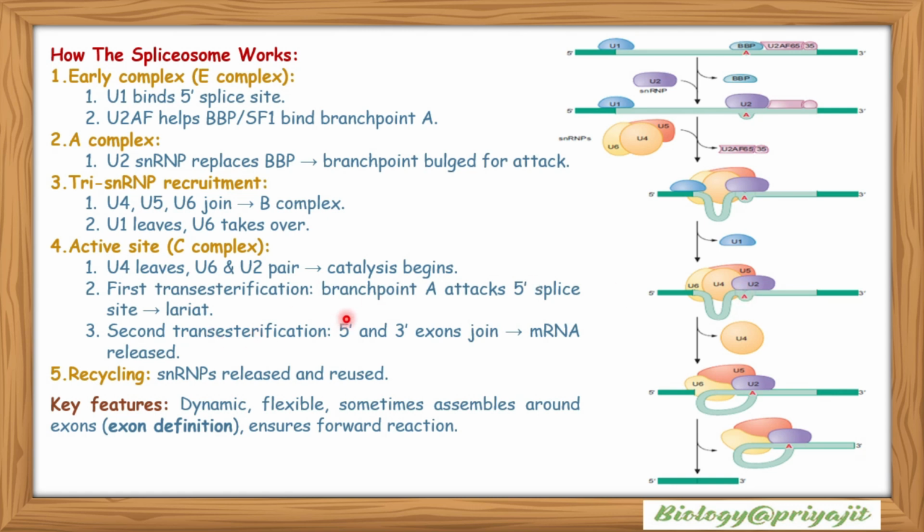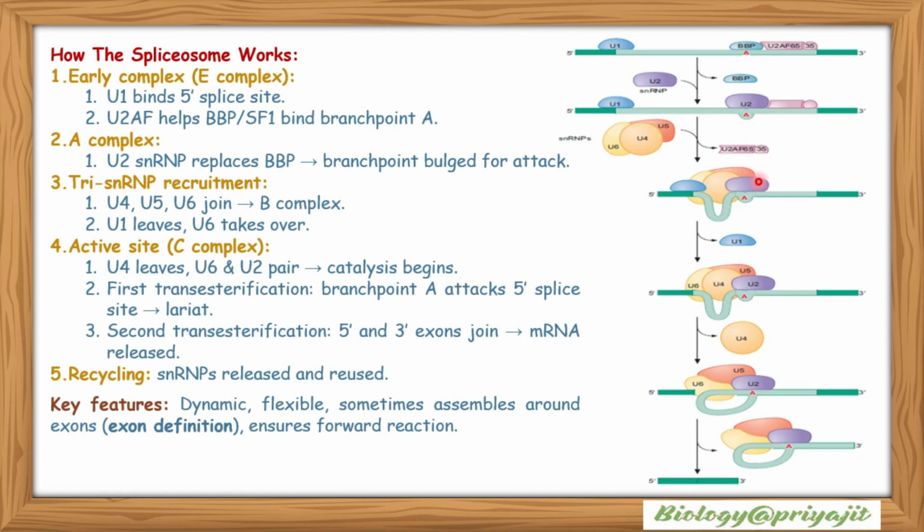First, in the trans-esterification reaction, branch point A attacks the 5' splice site and forms the lariat-like structure. And second, in the trans-esterification, the 5' exon and 3' exon are joined together, and they form the released pre-mRNA. This is the released pre-mRNA. Recycling: these snRNPs will be released and reused again.